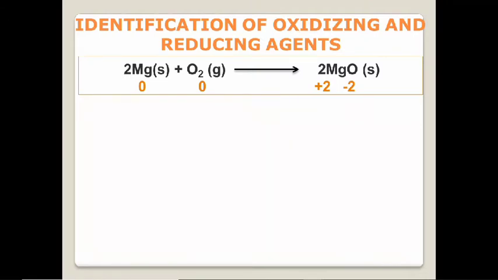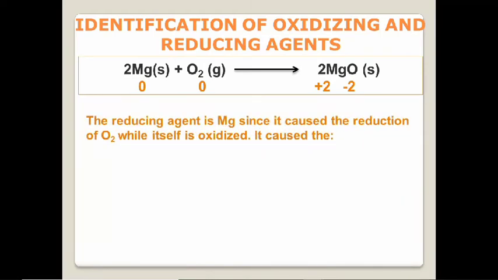Now I'm on the product side, the right hand side of this equation. We have magnesium in magnesium oxide. According to the rules of assigning oxidation numbers, magnesium is going to be +2, while that of oxygen is going to be -2.